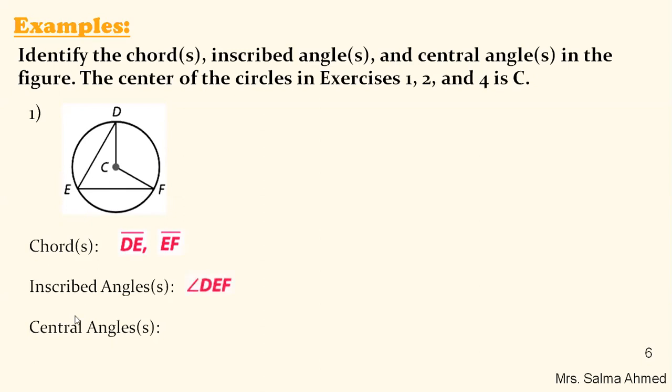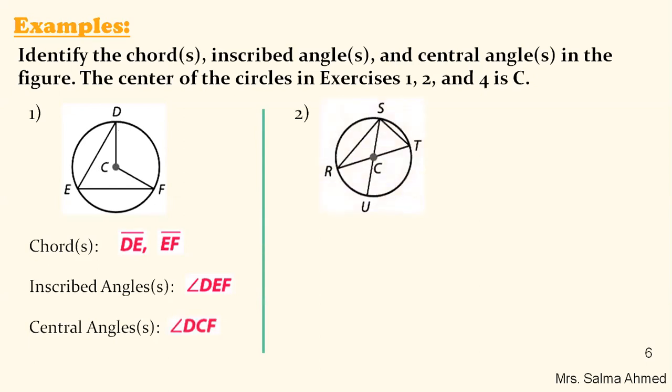Okay, what is a central angle? From its name, central angle, we are going to search at the center, where the vertex is. So I joined D to C, it's a radius, and C to F, it's a radius. If I call it DCF, that is the included angle between the two radii. It's called a central angle.